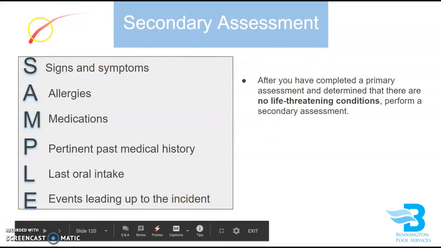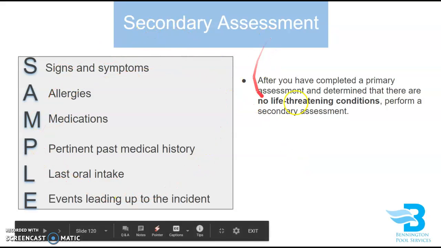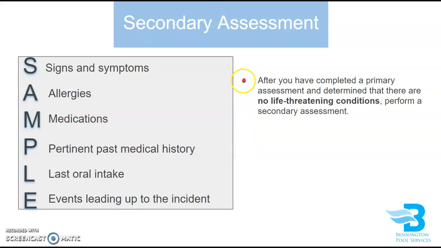This is SAMPLE, which is the acronym describing how to perform a secondary assessment. Just know that any information you gather from here is confidential between you and the patient, who has the right that you don't share any of this information with anybody that should not know.